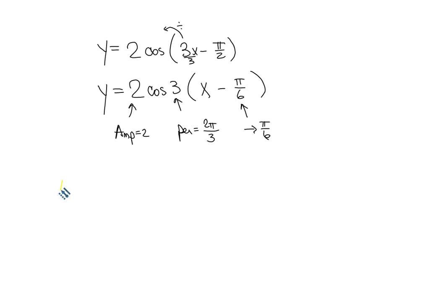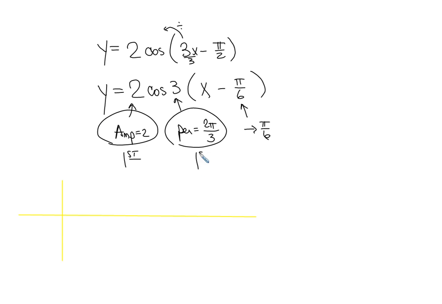Okay, to draw the graph, we're going to start with the parent function with the proper amplitude and period, just like we always have. So these go first. And this is going to be second. 2 pi over 3. Half of that is 1 pi over 3. Half of that is pi over 6. 1 pi over 6, 2 pi over 6, 3 pi over 6, which is really pi over 2, and 4 pi over 6, which is 2 pi over 3.